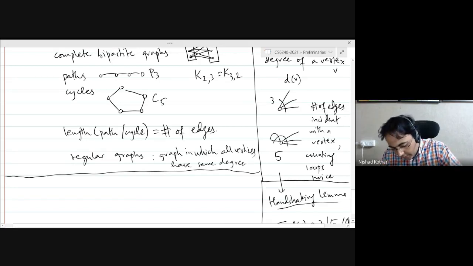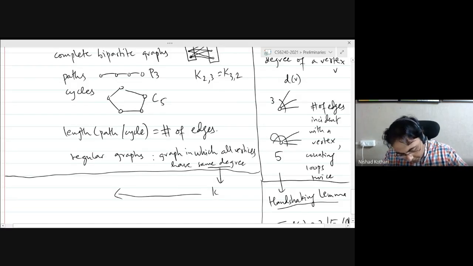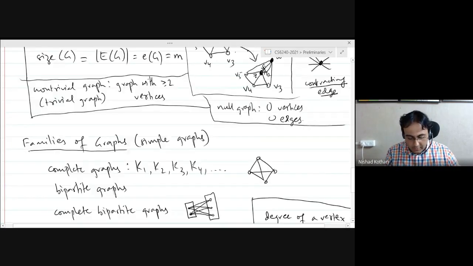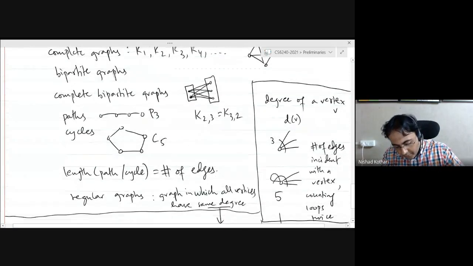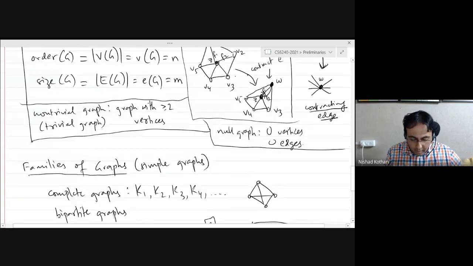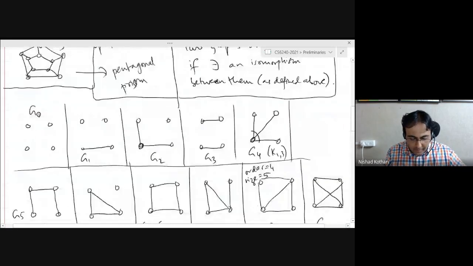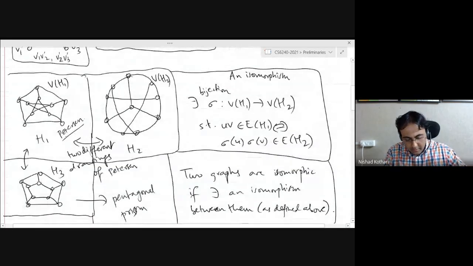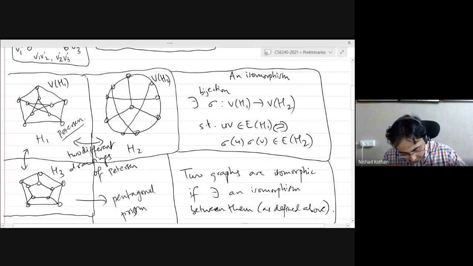And if this degree is k, then we call the graph a k-regular graph, right? So let's see here. C5 is a 2-regular graph. The Petersen graph and the pentagonal prism that we saw earlier are 3-regular graphs.